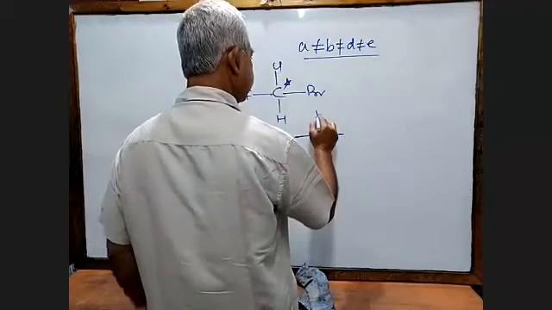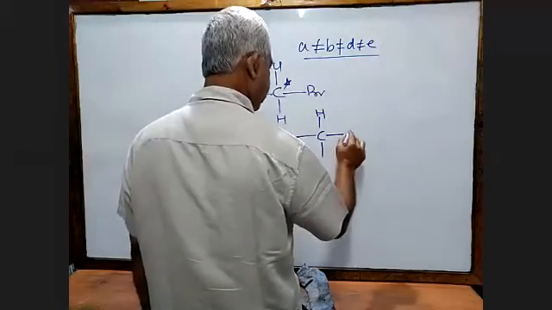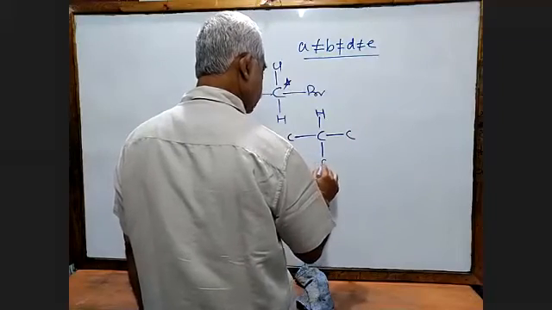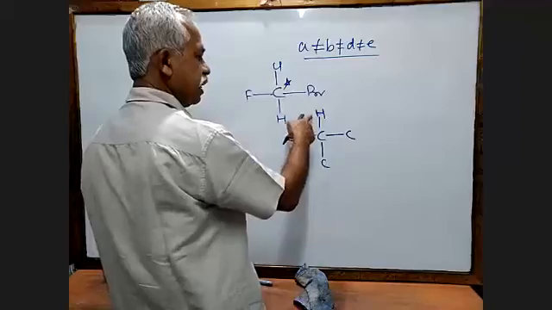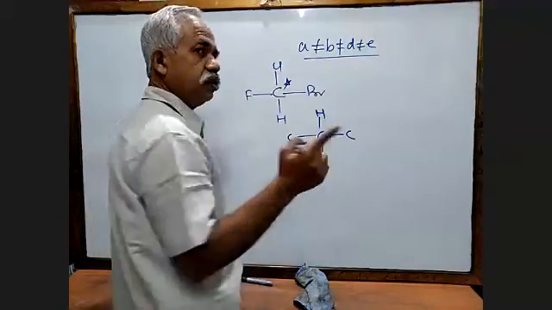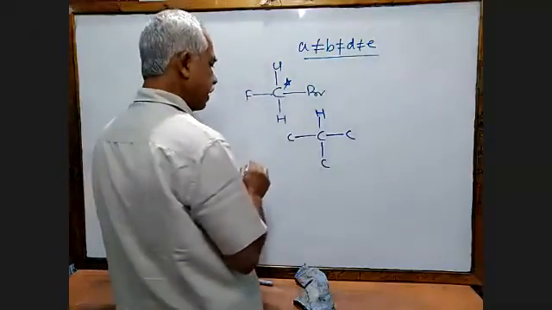This is, I put H. Obviously, I have to put here C, and I have to put here C, and I also have to put here. I cannot put H here. If I put H here, then these two are same. So this will not be asymmetric.